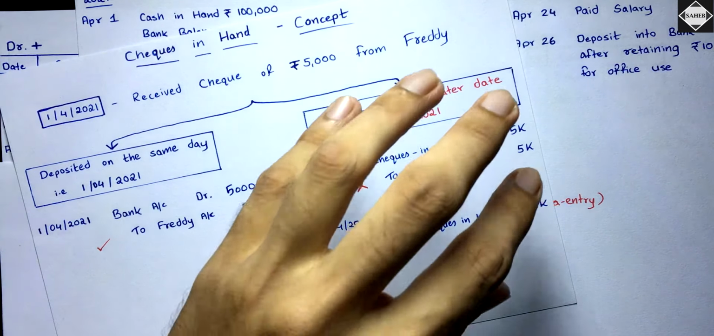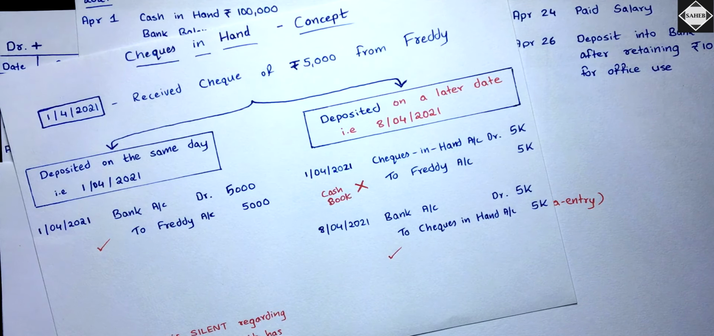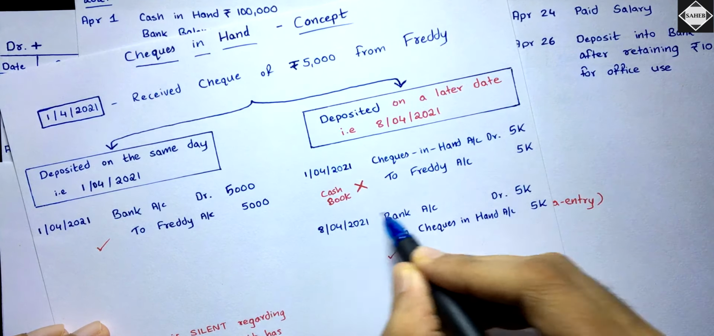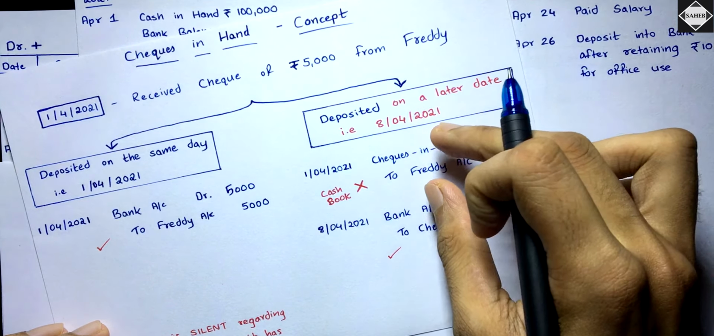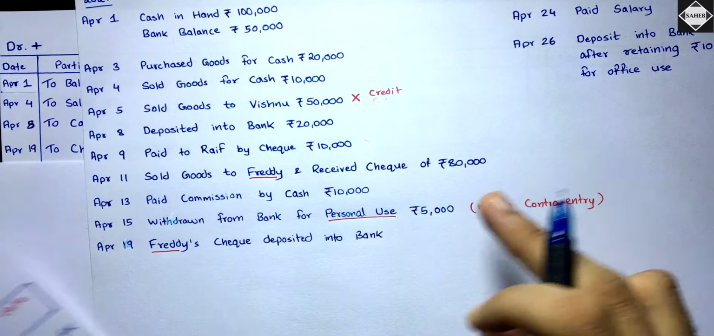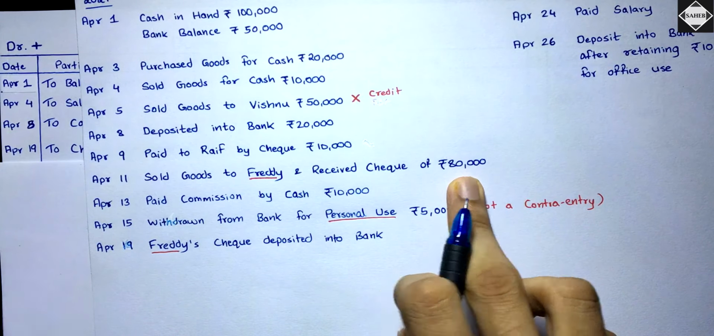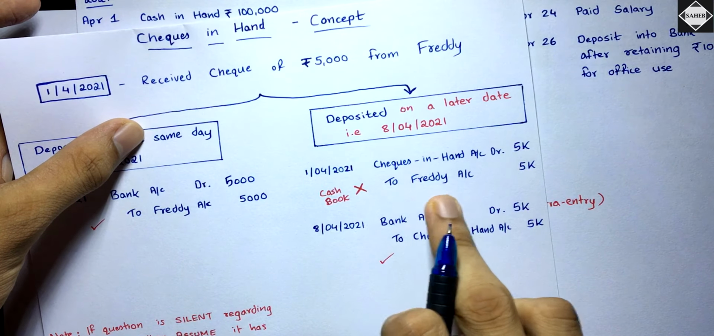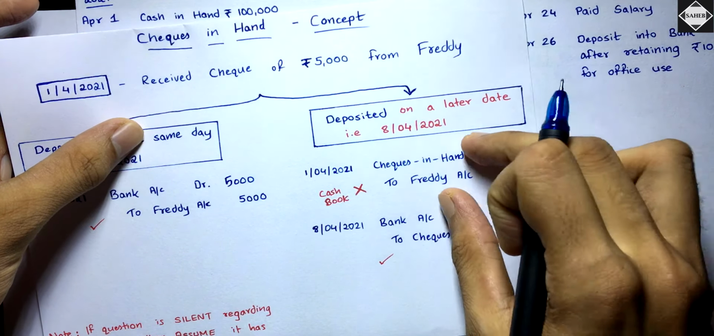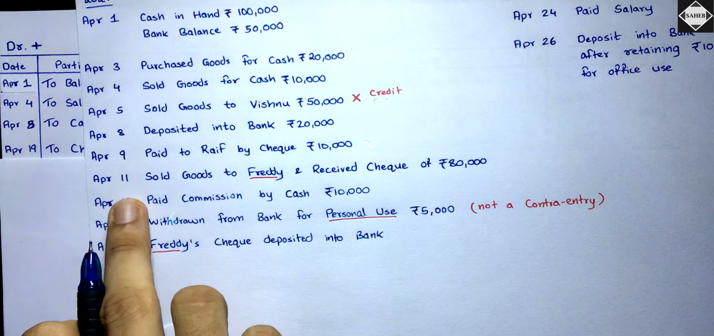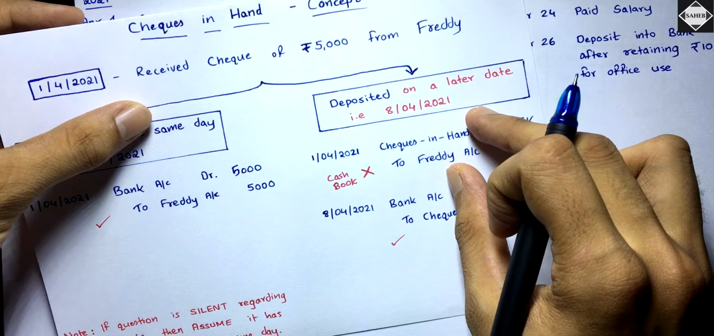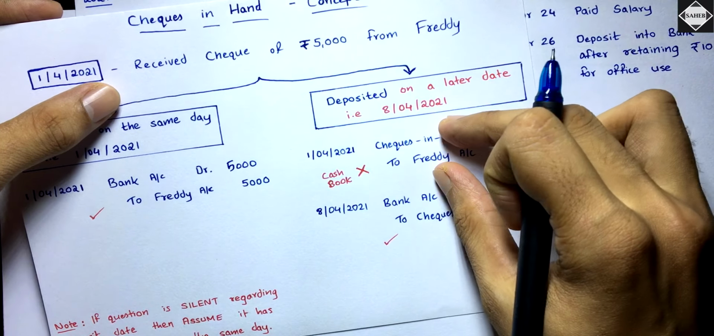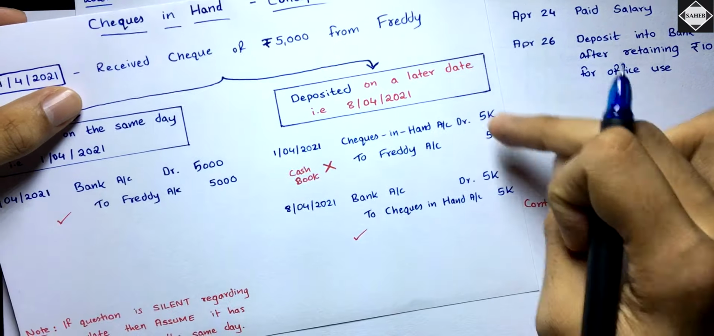So if it is deposited on a later date, then what will happen? Checks in hand account debit. This will happen in the proper journal. This exact entry will be passed, not the same amount, maybe the amount is different here. Amount is 80,000 over here. So checks in hand account debit 80,000 to Freddy account 80,000. This entry will be passed on April 11th. All the concepts I have explained previously, I will not go into again. You will record this in the proper journal, this exact entry, 80,000, 80,000, not 5,000.